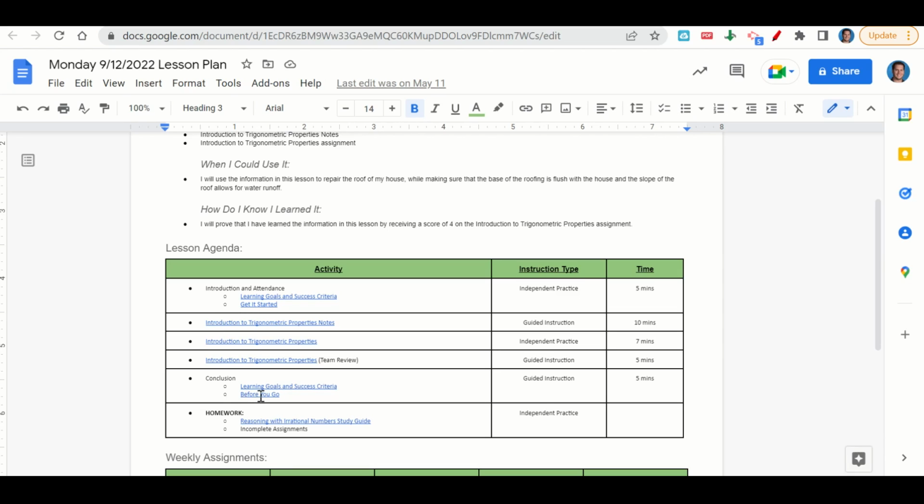At the end of class, we'll go back over our learning goals and success criteria while you fill out your Before You Go. Your only homework for tonight is to continue working on the Reasoning with Irrational Numbers study guide and any incomplete assignments that you may have.